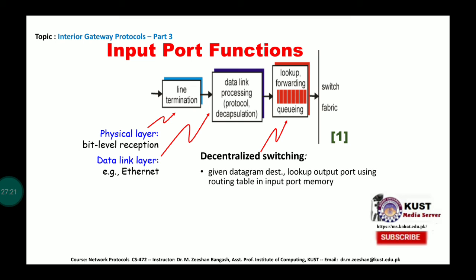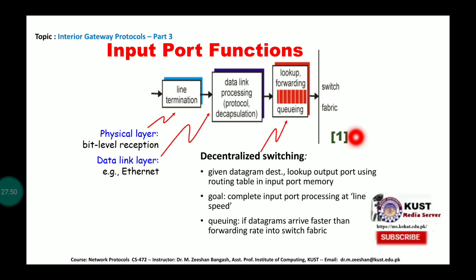Now, in the case of decentralized switching, based on the datagram destination, we look up the output port, and the datagram is routed to the input port memory. The goal is to complete the input port processing well in time and at line speed. In terms of queuing, if datagrams arrive faster than the forwarding rate into the switching fabric, this decentralized switching manages this operation.